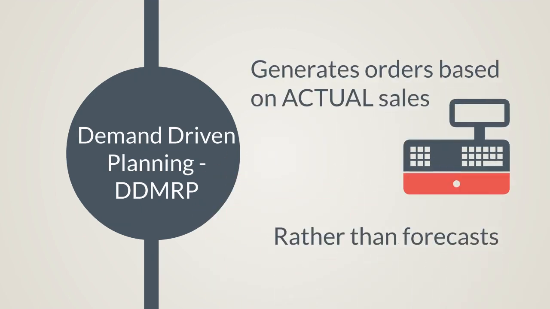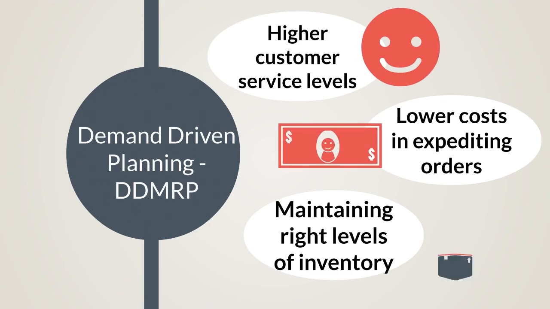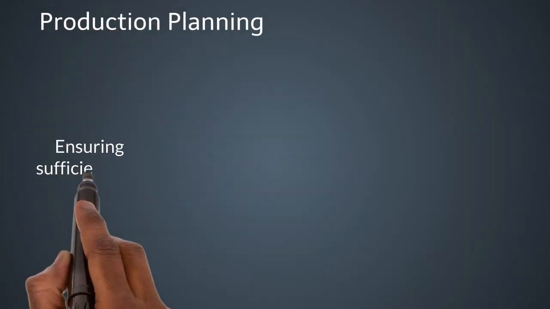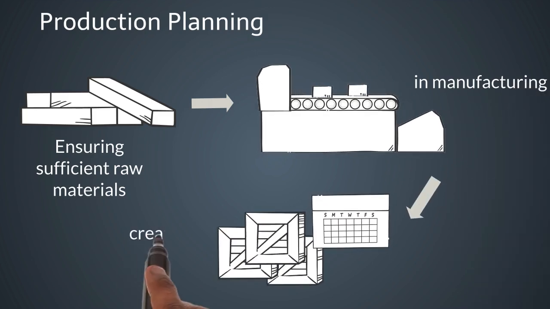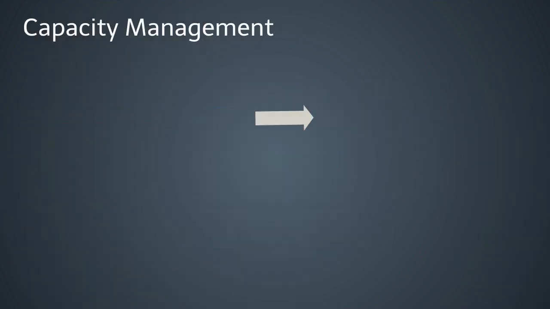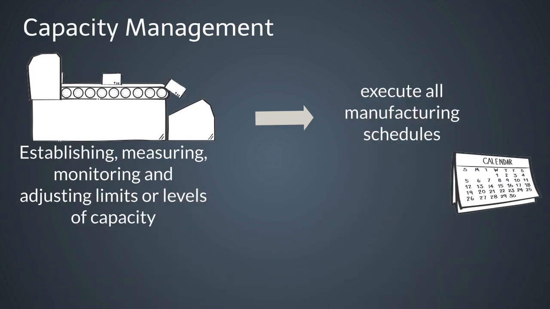DDMRP generates orders based on actual sales orders rather than forecasts. This in turn allows for higher customer service levels, lower costs in expediting orders, and assisting with maintaining the right levels of inventory. Production planning is the process of ensuring that there are sufficient raw materials in a manufacturing business to create scheduled products. Whilst capacity management is the function of establishing, measuring, monitoring, and adjusting limits or levels of capacity to execute all manufacturing schedules.